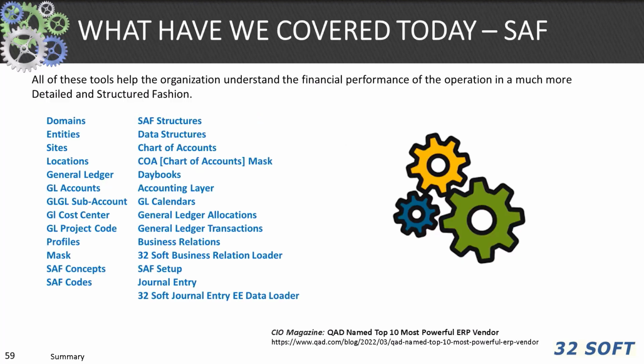Well, we talked about data structures, domains, entities, sites, locations, chart of accounts, general ledger, talked about subaccounts, cost centers, projects, discussed profiles and masks, daybooks, accounting layers, GL calendars, allocations, and business relationships. We talked extensively about SAF, setup, concept, code, and structures. We covered GL transactions and journal entries and introduced a couple of useful 32Soft loaders for business relationships and journal entry.